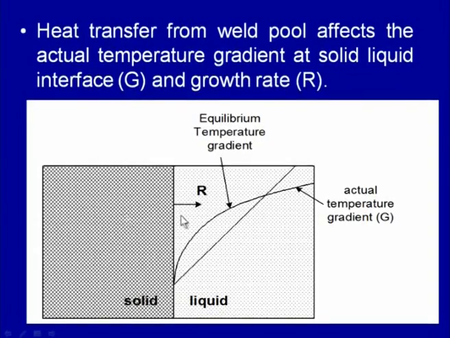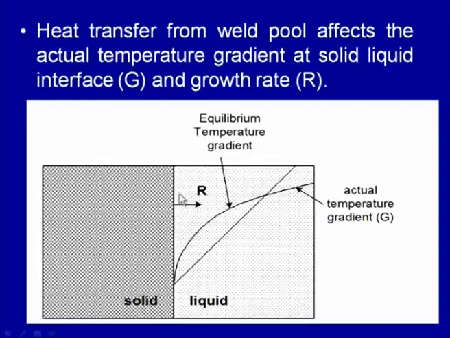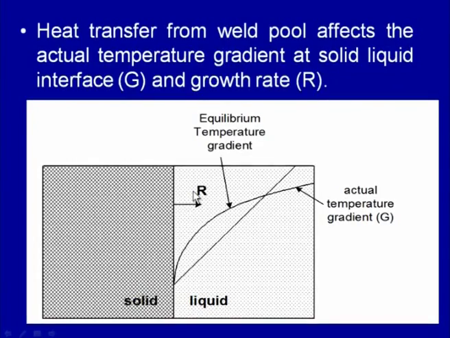So, this is the solid and this is the liquid; this is the solid-liquid interface. Due to the extraction of heat away, the solid-liquid metal interface will be moving at a certain speed. That will be governed by the rate at which heat is being extracted, that is R, which can be high or low. Another aspect is the actual temperature gradient, that is G. The temperature gradient can be high or low. If it is low, it will be like this; if it is high, it will go like this. And the growth rate means how fast the interface is moving.